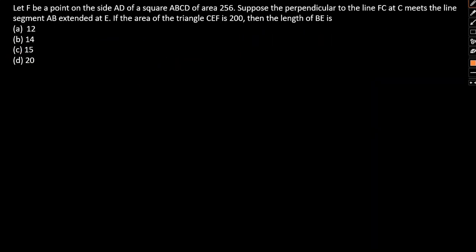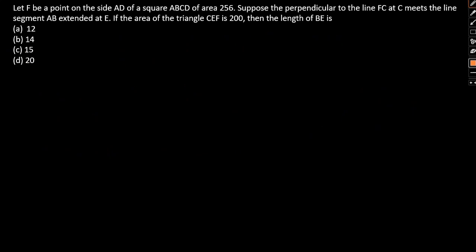So the third question: let F be a point on the side AD of square ABCD of area 256. Okay, area is given 256. Suppose the perpendicular to the line FC at point C meets the line segment AB extended at E. If area of the triangle CEF is 200, find the length BE.